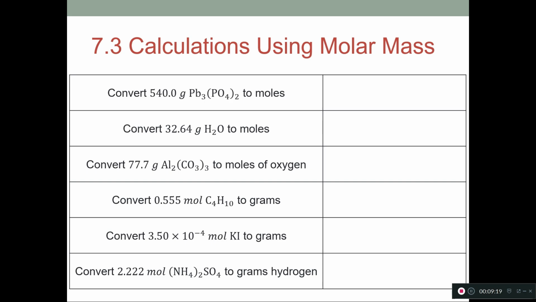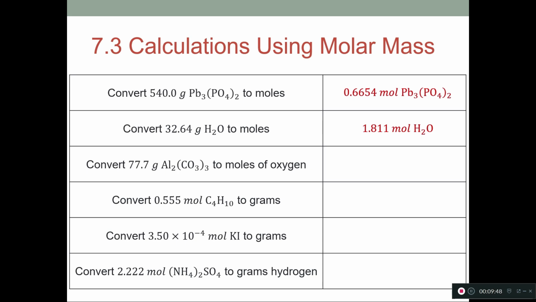So for the first one, we want to convert 540.0 grams of this lead 2 phosphate here to moles. So when we do that, we get 0.6654 moles of the lead 2 phosphate. The next one, we have convert 32.64 grams of water to moles. When we do that, we get 1.811 moles of water.